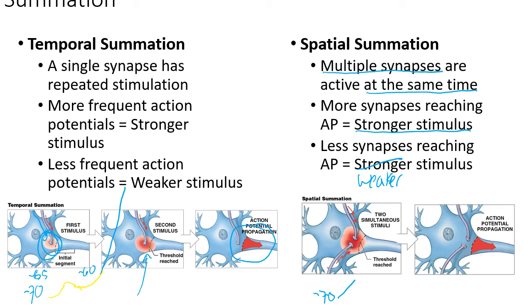And so we need to get to the point where we have a strong enough number of action potentials, or more frequent action potentials or graded potentials, to get us to that action potential point, to get us over the edge, to get us to the action potential that we want at that point in time.